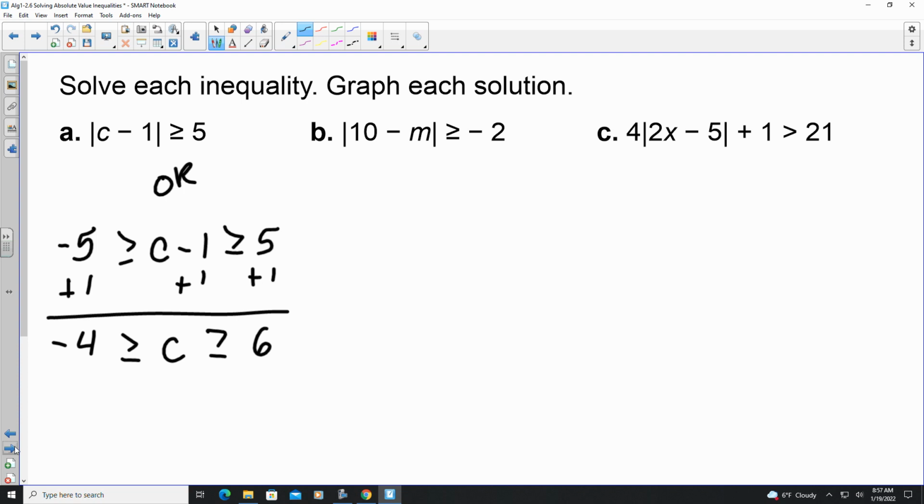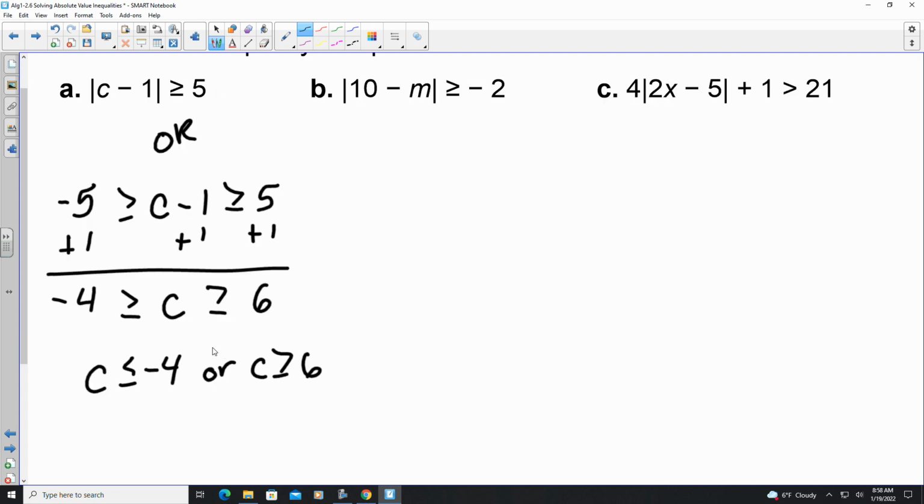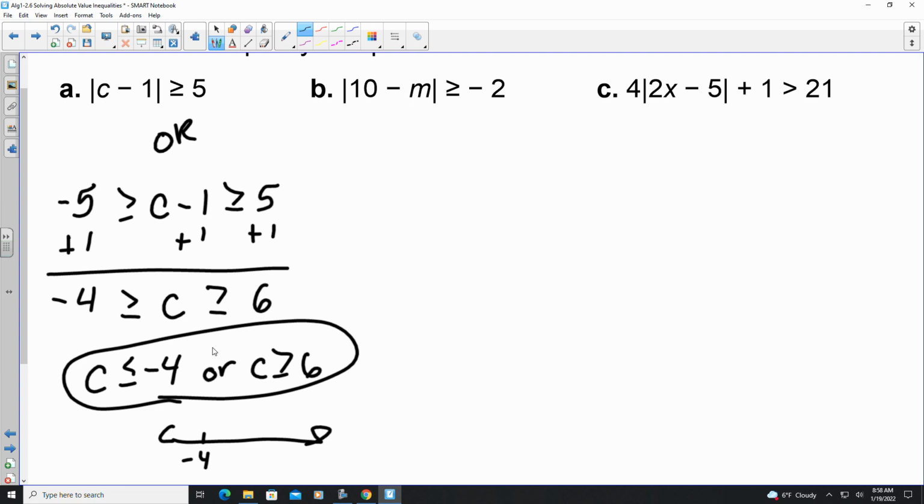If you want to do it in more common form, the expanded form for an OR statement, you would rewrite this as C is less than or equal to negative 4. The inequality is pointed towards negative 4. In the condensed form, still over here. Or C is greater than or equal to 6. All right, that's more often than not how you're going to see it in answer keys. And to graph it, I got negative 4. I got 6. They're both closed circles. And because they're OR statements, the shading is on the outside.